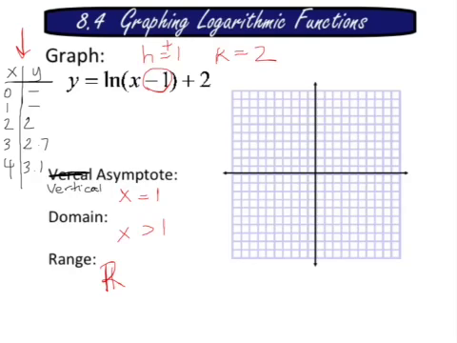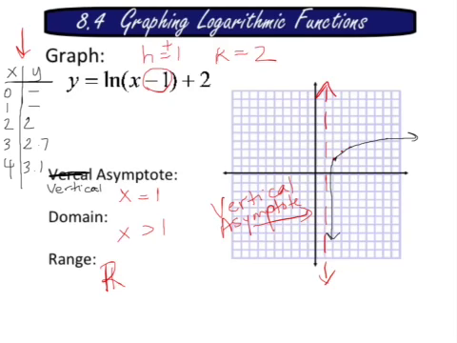Now I'm ready to plot some points. The first thing I'm going to do is make a sketch and plot my vertical asymptote. So I will find where x is 1 and create a vertical line for my asymptote. Then I can plot my points and sketch my curve. And this is a rough sketch of what this function should look like.